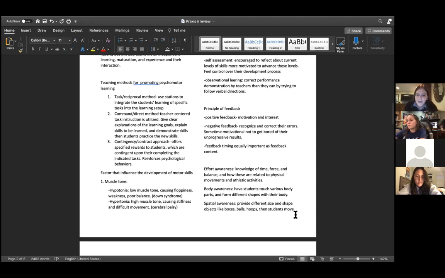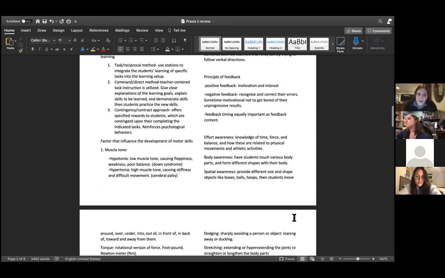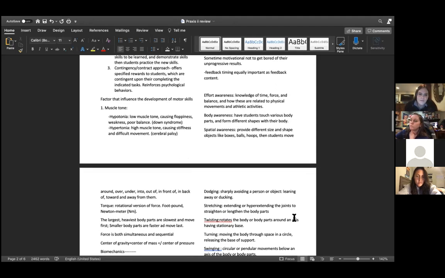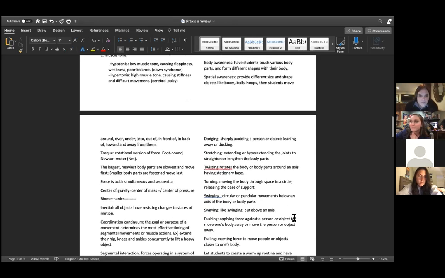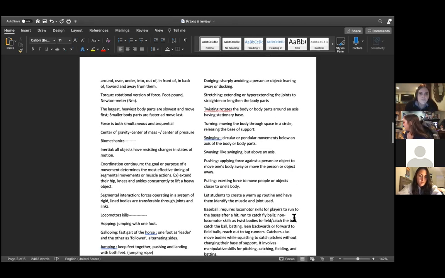Body awareness: have students touch various body parts and form different shapes with their body. Spatial awareness: provide different sized and shaped objects like boxes, balls, and hoops, and have them move around, over, under, into, out of, in front of, in back of, toward, and away from them. Torque: the rotational version of force; foot-pound, Newton meter.